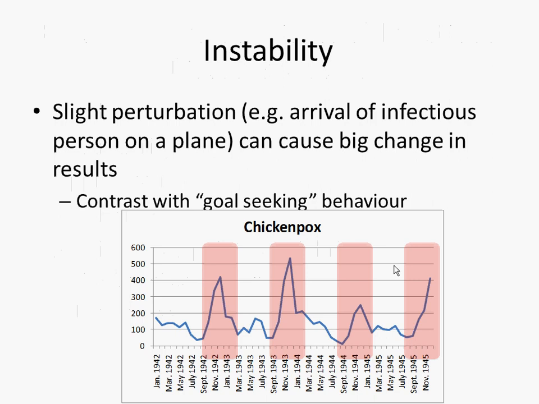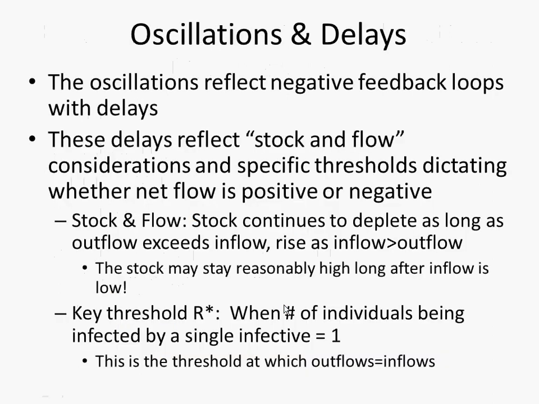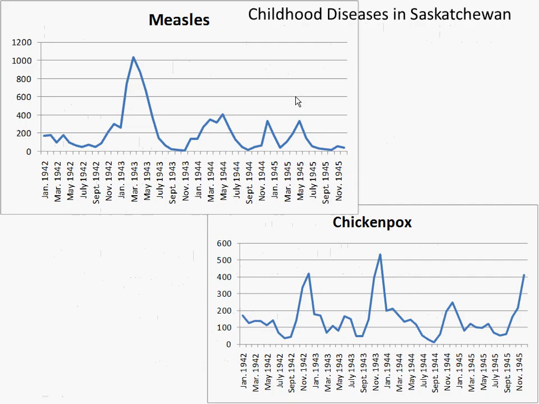This is from chickenpox here in the province on a monthly basis. Oscillation and delays. We'll possibly be talking about that next time, but we'll see that it reflects negative feedback loops with delays associated with them. So we'll have these oscillations where it declines to a low level, picks up again, has another peak, and we'll see why that comes out of this certain nonlinear structure.